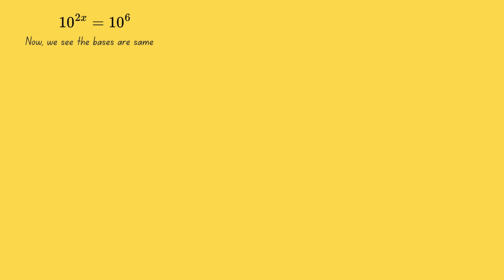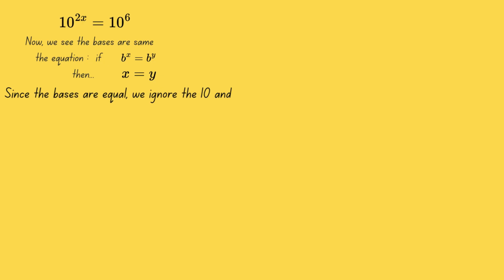now we can see the bases are the same. We know the rule: if b to the x equals b to the y, then x equals y. Since the bases are equal, we ignore the 10 and compare only the powers. This is called equating the exponents.